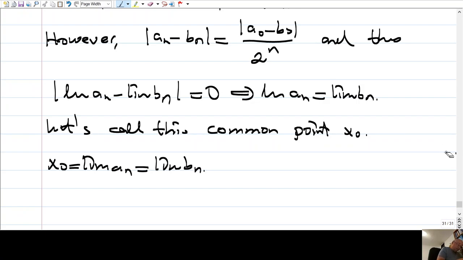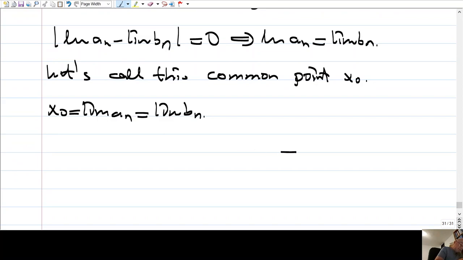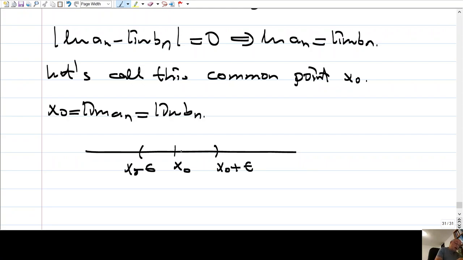Well, then what do we have? Let me draw a picture and explain what's going on. Here is x_0, okay? I want to show that this point is an accumulation point for S. How can I do this? Well, I can do this if I can find infinitely many elements from S in any epsilon neighborhood of this point. So I will choose an epsilon neighborhood here, x_0 minus epsilon, x_0 plus epsilon. I need to show that this interval contains infinitely many elements from S.